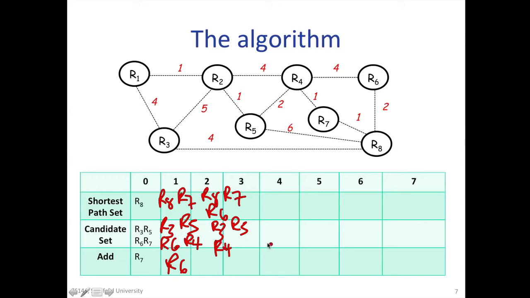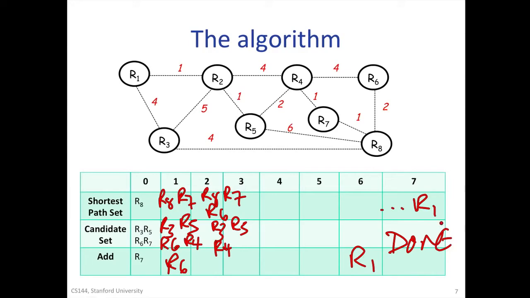And so on. Eventually, I will fill out the table until the very last one that I will add will be, I will choose R1 here. And so at this point, I will add R1 into my shortest path set, and then I'm going to be done. Okay? I'm going to add one router at each step.